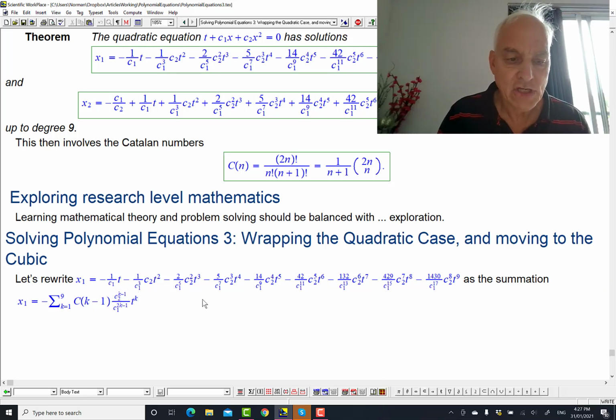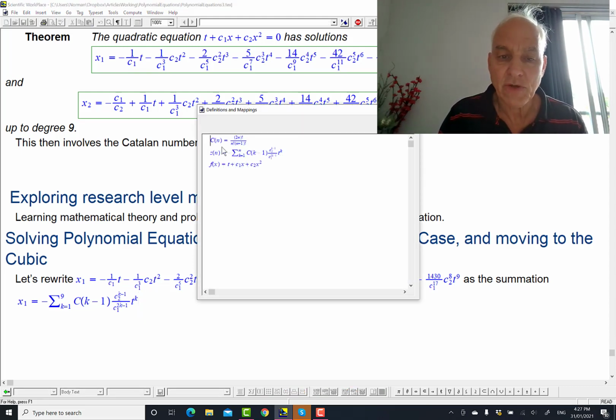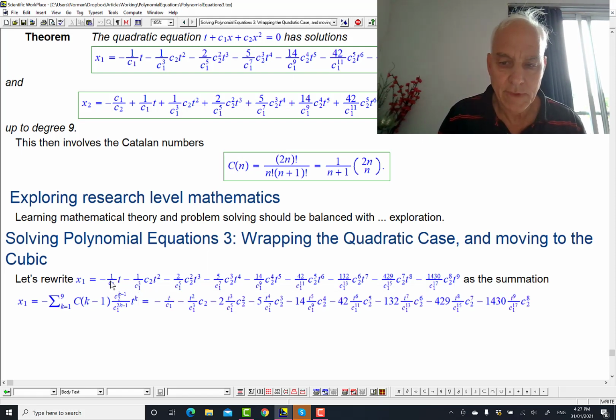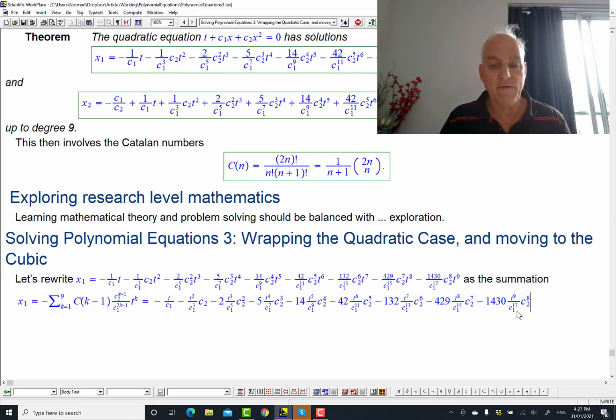All right. And let's just check that. Let's see what we have in the way of definitions. So we have cn, right? And these ones we don't care about. So let's just evaluate this thing. And just compare minus t over c1 minus t squared c2 over c1 cubed. Scientific Workplace arranges the terms here a little bit differently from what we've got, but it's the same. And the last one, 1430 t to the 9 c2 to the 8th, divided by c1 to the 17th. That looks like a good formula.